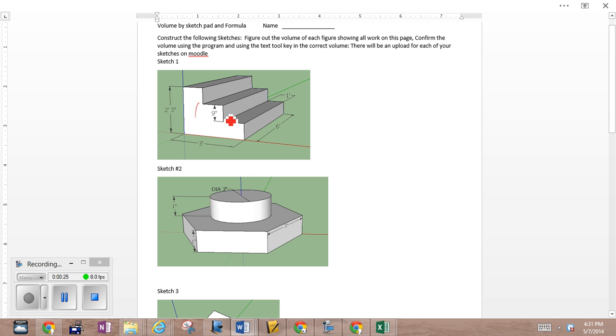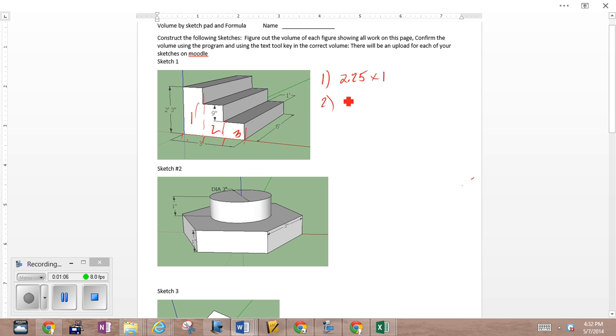You could break this off into rectangles and sum them up, in which case each of these should be 1 foot wide. This is 1 foot wide, 1 foot wide, 1 foot wide. So the first rectangle, we'll call it 1, 2, 3. The area of rectangle 1 is equal to the length times the width, which is 2 feet 3 inches, which we'll call 2.25 times 1.